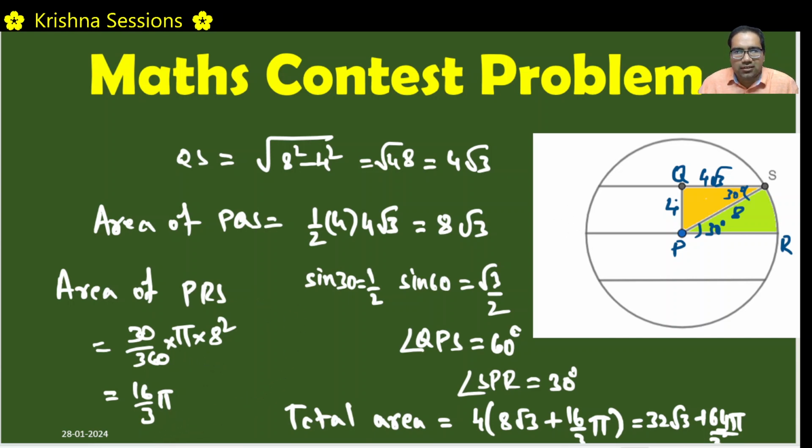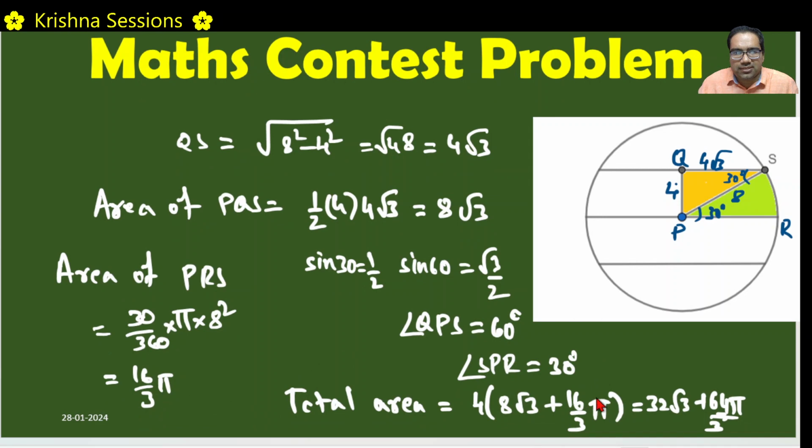So what is our total area? It is yellow plus green, into 4, because there will be 4 yellows and 4 greens in this entire region. So 4 times the area of the yellow one, which is a right angle triangle, 8 root 3, and the area of this sector, which is 16 by 3 pi. 4 into 8 root 3 plus 16 by 3 pi, which is equal to 32 root 3 plus, sorry, 64 by 3 pi. So this is the total area.